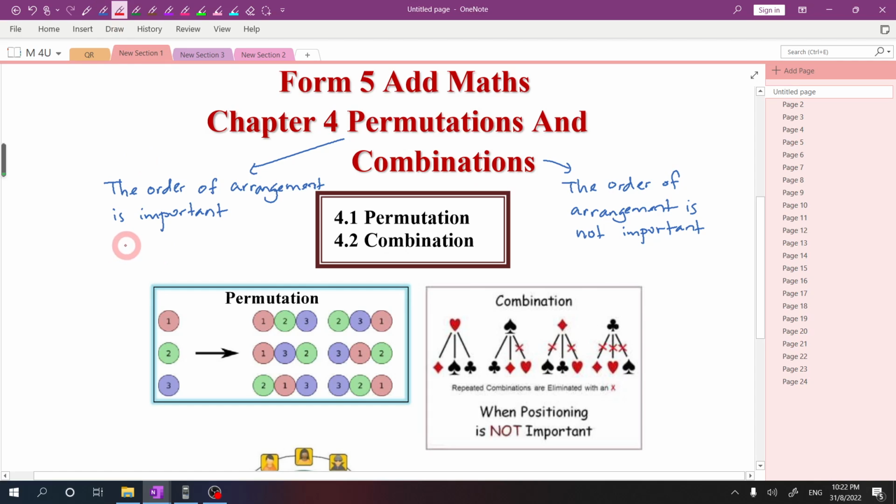Let's say if you have 4 digits, 1, 2, 3, 4. I want you to use 2 of them to form a 2-digit code. First time, you pick 2 first, then followed by 1. Second time, you pick 1 first, followed by 2. Are these 2 the same code? You know the answer. They are different codes, right? So in this situation, the order of arrangement is important. We are going to use permutation to solve this type of question.